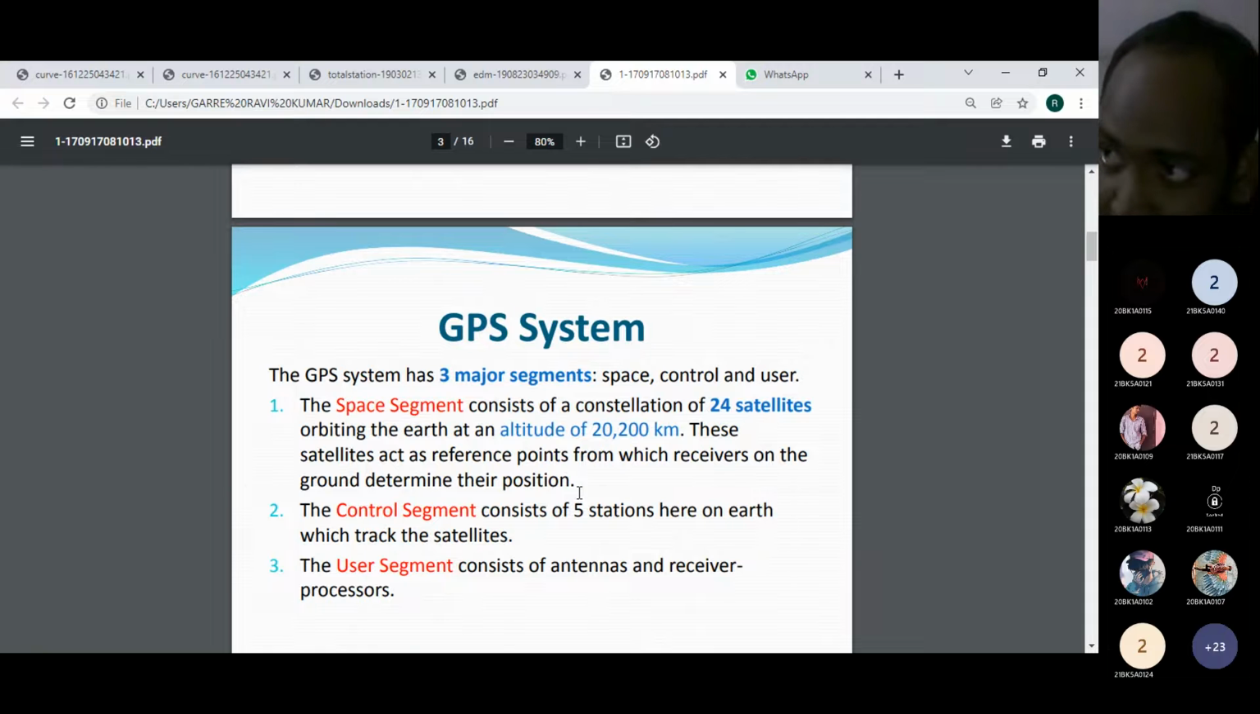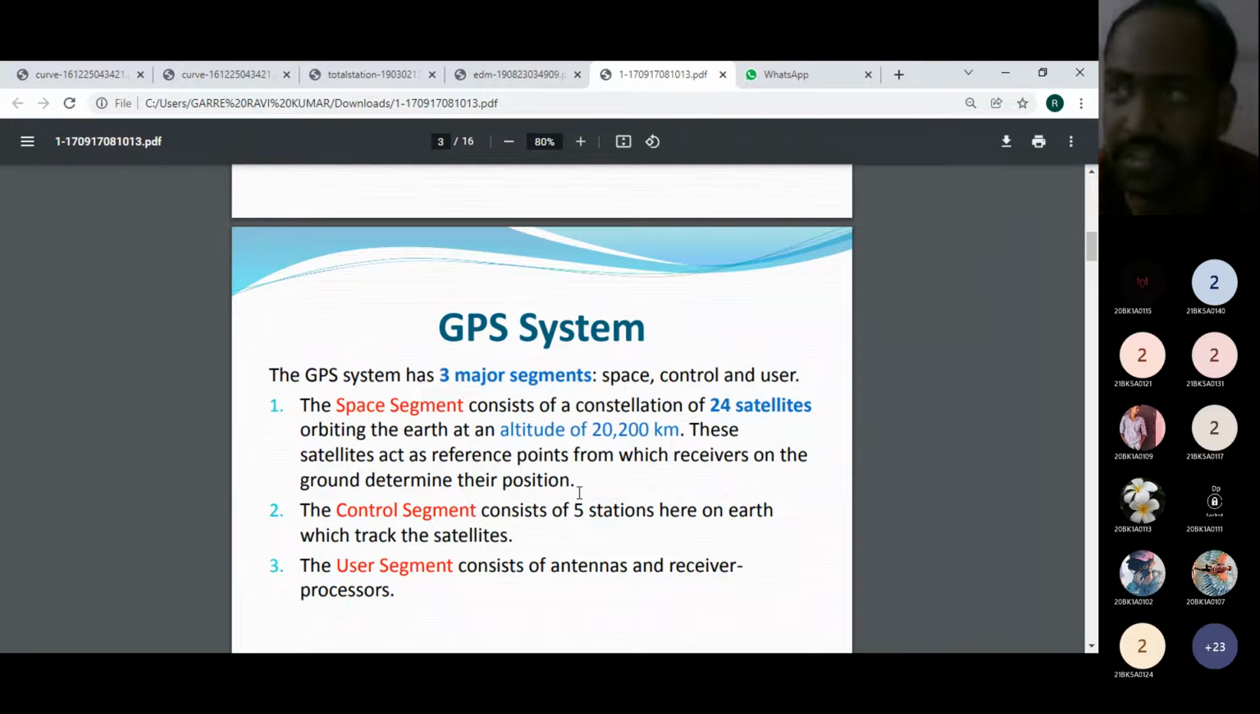In most cases the remote sensing centers are there. They collect the data from the satellite and then distribute the data on the earth surface to different areas. That is called the control segment. The other one is the user segment, the people or users who are using the GPS data.